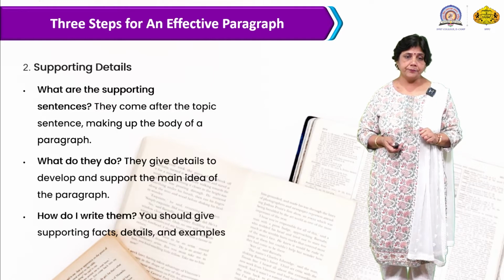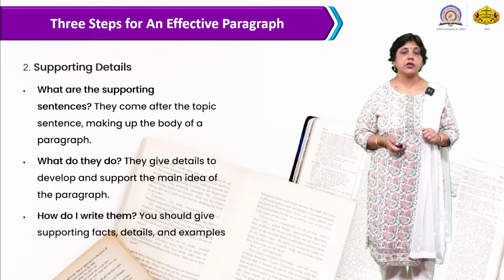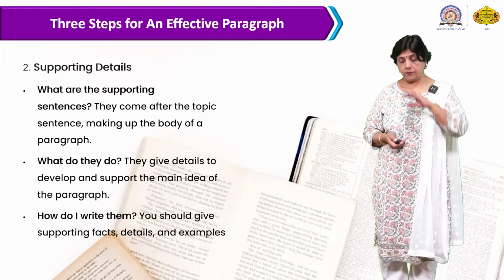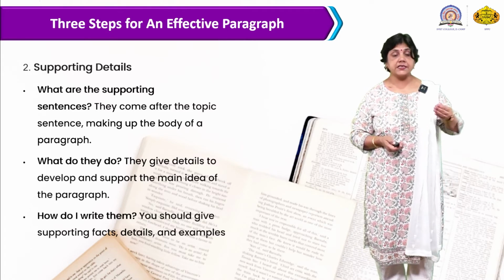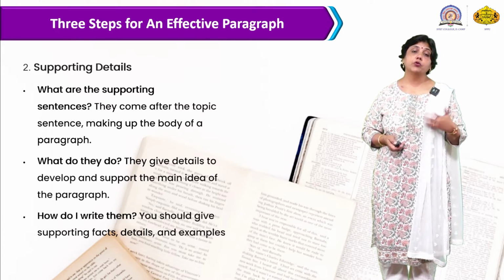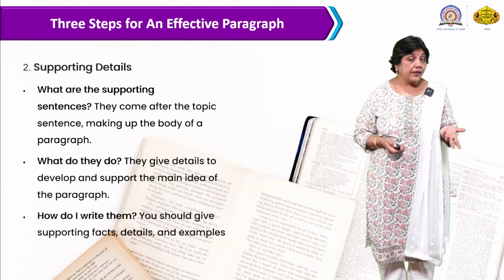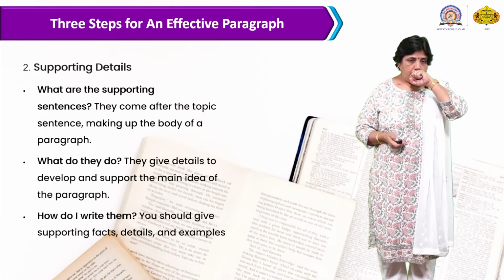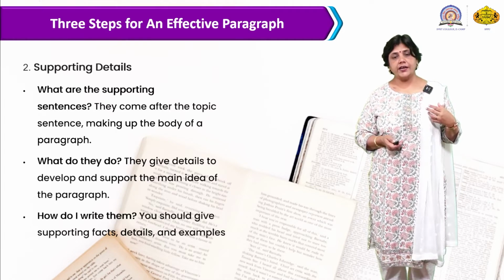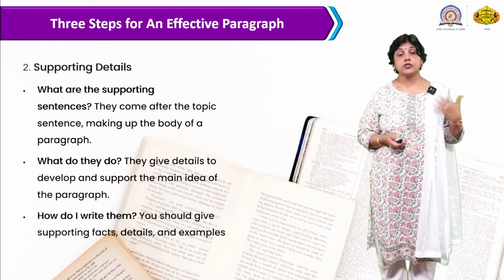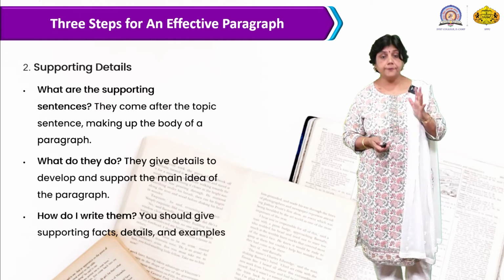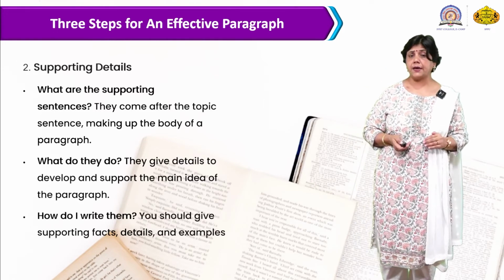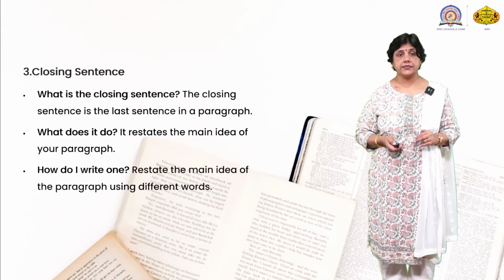How do I write them? You should give supporting facts, details and examples. Like, trees are useful, so what are its supporting details? How are they useful? They clean the air. They give us shade. They are useful because they give us oxygen. Okay? So these are the examples, facts and details.